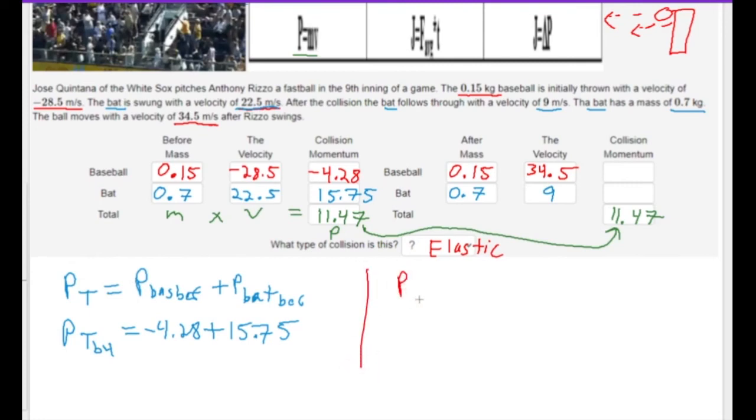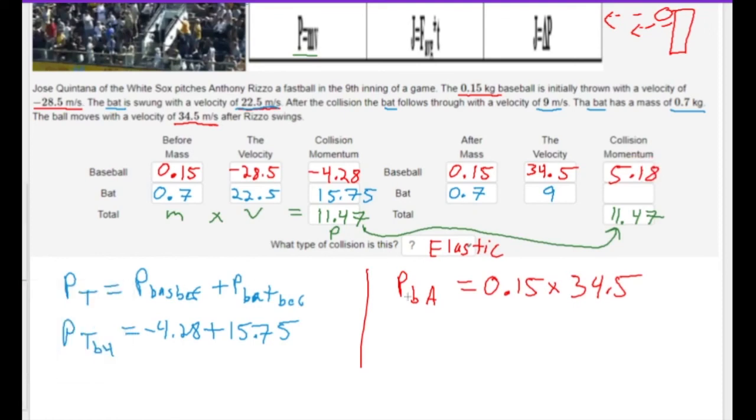So the momentum of the baseball after the collision is equal to the mass, which is 0.15, times the velocity after, which is 34.5. If we multiply those two things together, we find out that our momentum of the baseball after the collision should be 5.18.